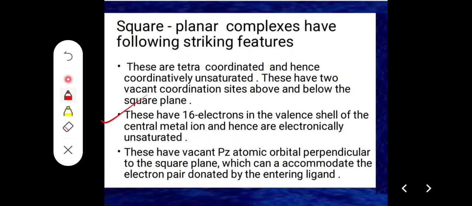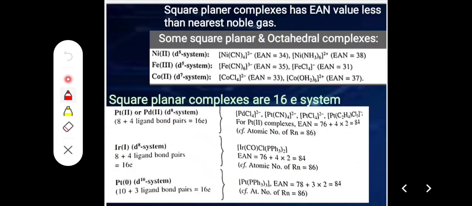Now square planar complexes have an EAN value less than the noble gas. If nickel cyanide [Ni(CN)4]2-, the effective atomic number is 34, and for the octahedral complex [Ni(NH3)6]2+, the EAN value is 38. So [Ni(CN)4]2- has an effective atomic number less than the noble gas configuration.